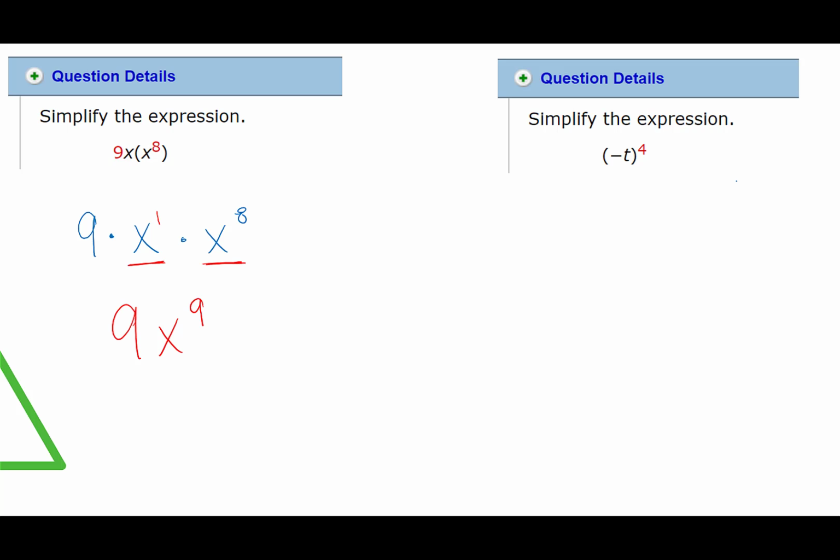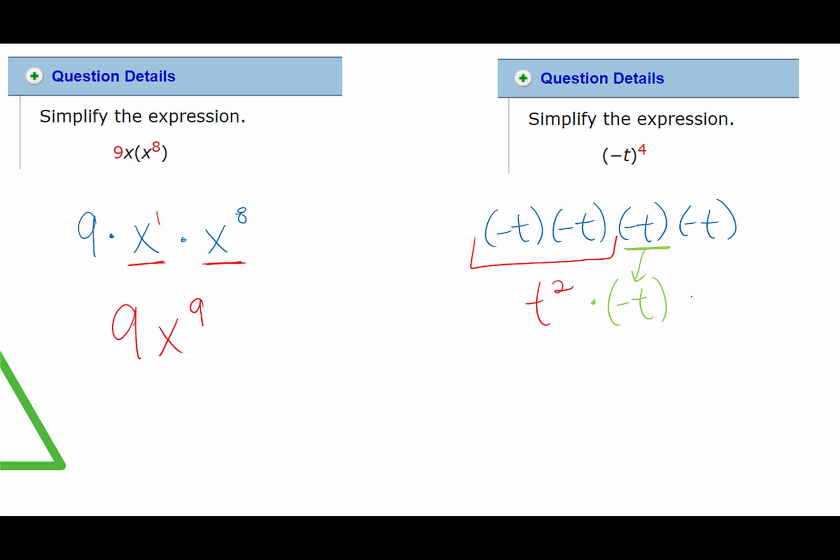Okay, take a look at this one. I want you to expand this problem to negative t times negative t times negative t times negative t. We're going to multiply two of these together at once. When you multiply the first two, negative t times negative t is a positive t squared. Now let's multiply that positive t squared times the next negative t, and that becomes a negative t cubed. Now we'll take that negative t cubed and multiply by the final negative t. So this is negative t cubed times negative t, which is a positive t to the 4th. And that's your final answer.